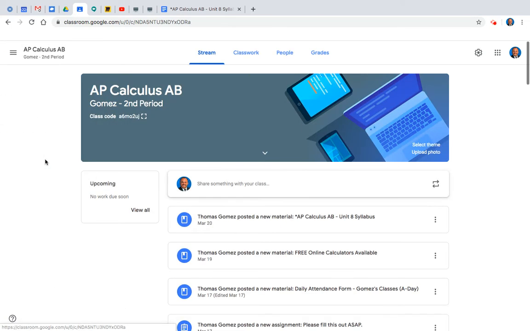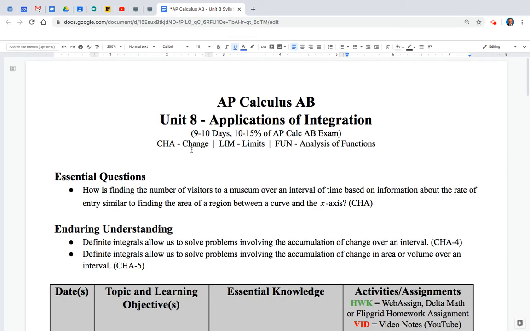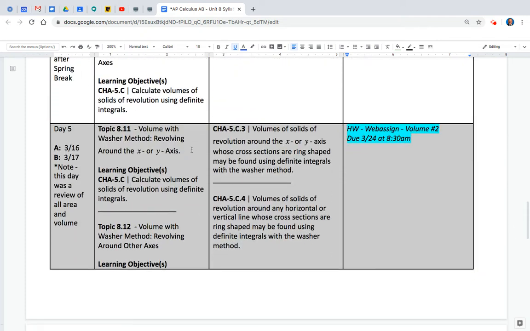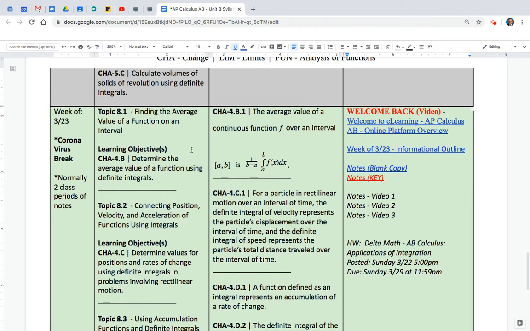We're going to go ahead and go to Google Classroom and find the post that has the Unit 8 syllabus. When we open it up, we're going to scroll down all the way past all of these topics that we did before spring break. And over here at the green, we're going to start with the first full week of e-learning, starting on the week of March 23rd.